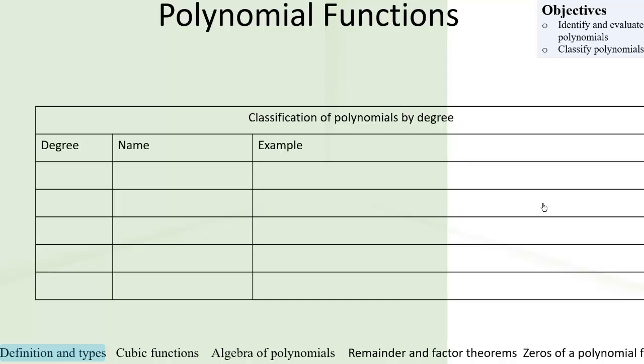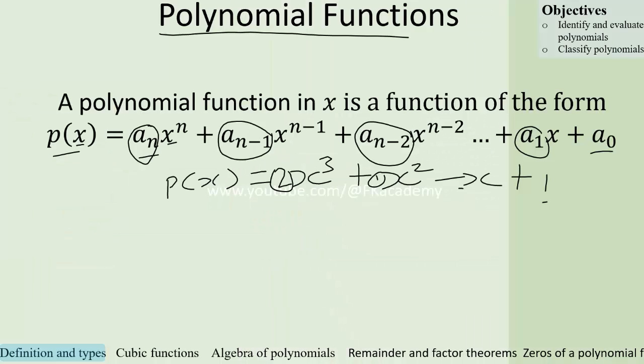Now, polynomial functions can be classified based on the number of terms and the degree. So for instance, we can have a polynomial like, let's say, 4. So this 4 has a degree of 0. So the degree is the n. This is called the degree of the polynomial.